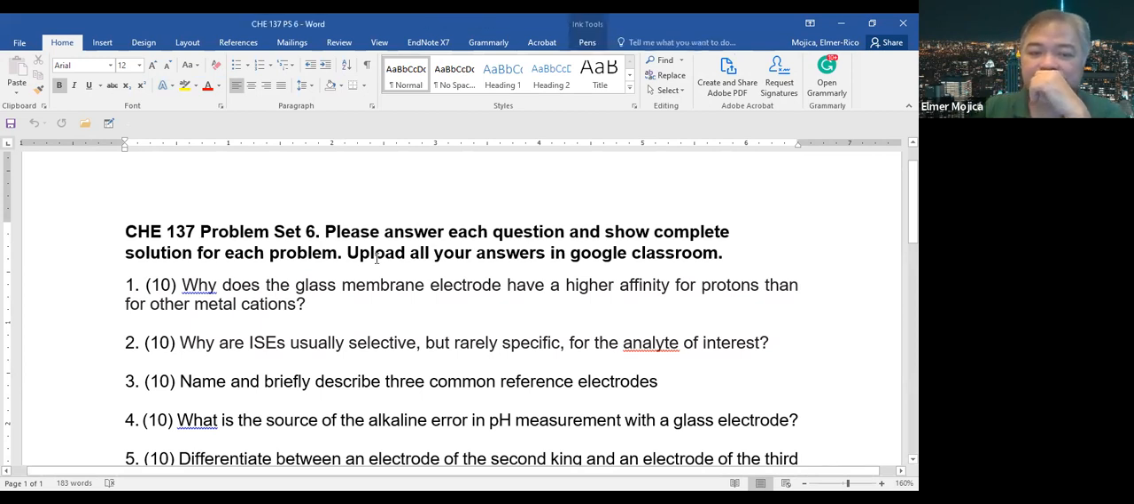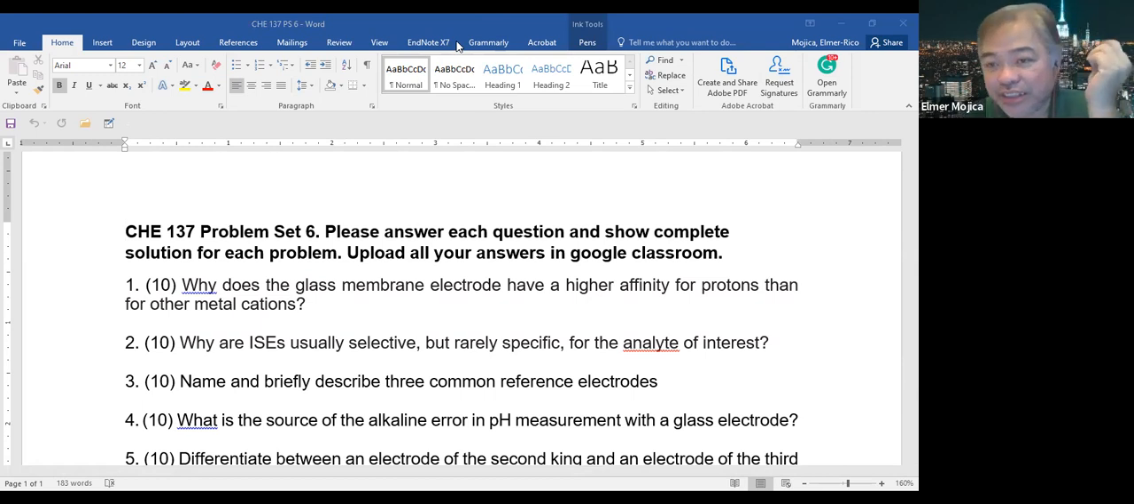So here, why do we use a glass membrane electrode? It has higher affinity for protons than the other metal ions. What is in the glass membrane? What is the composition of the glass? Usually you have borosilicate, right? Now, usually when they construct this glass membrane, you're familiar with a pH meter, right? The real one, even just the pH meter for an aquarium. Okay? So usually the glass membrane there, you have to be very careful with it.